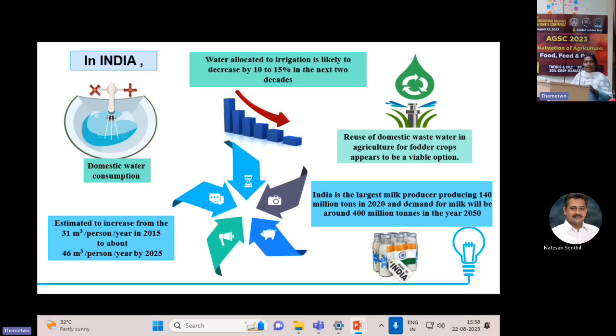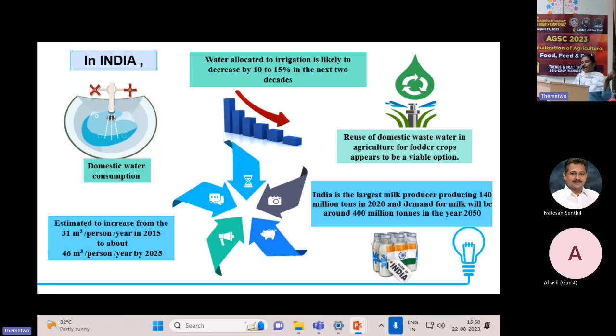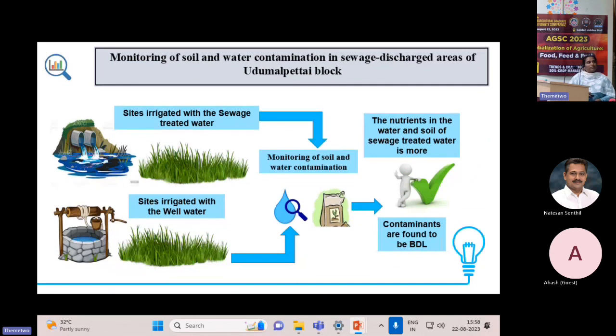So alternately, I am using fodder crops as a second objective. And why are we concentrating on fodder crops compared to food crops? In the year 2020 we achieved 200 million tons of milk production. With the increased demand in the year 2050, it will be around 400 million tons. And this is my first objective.